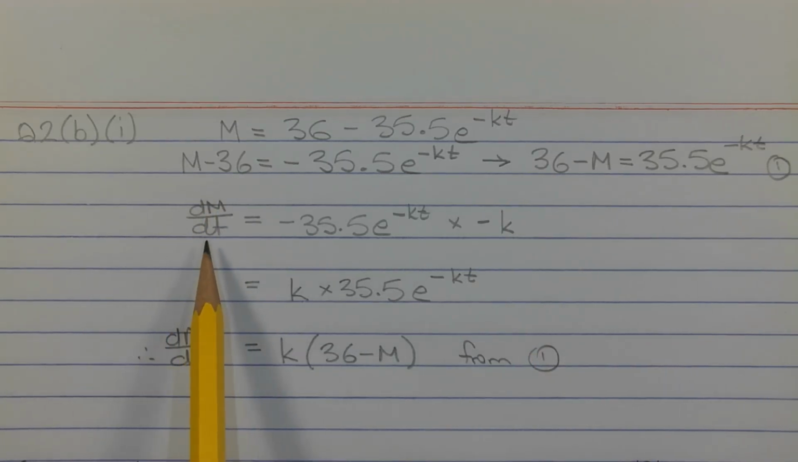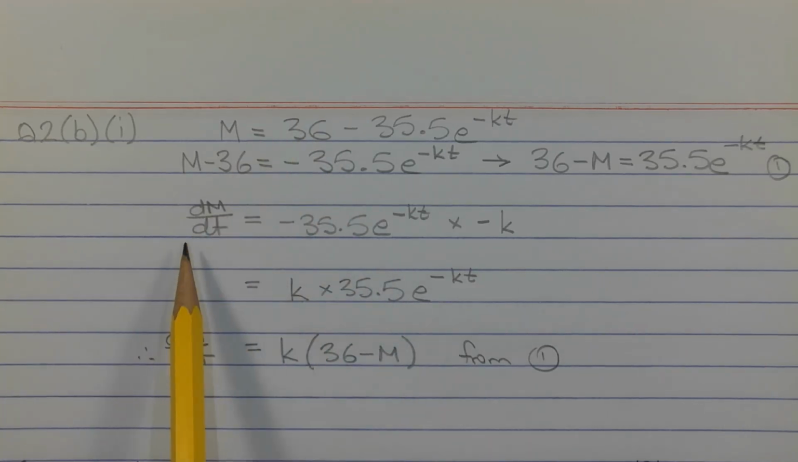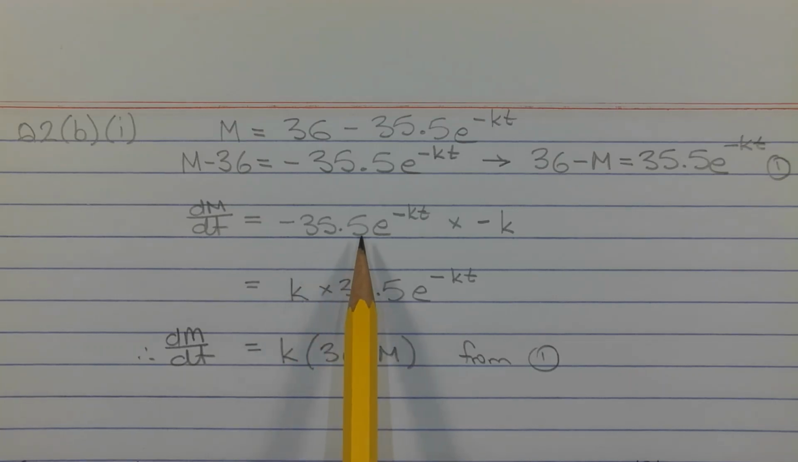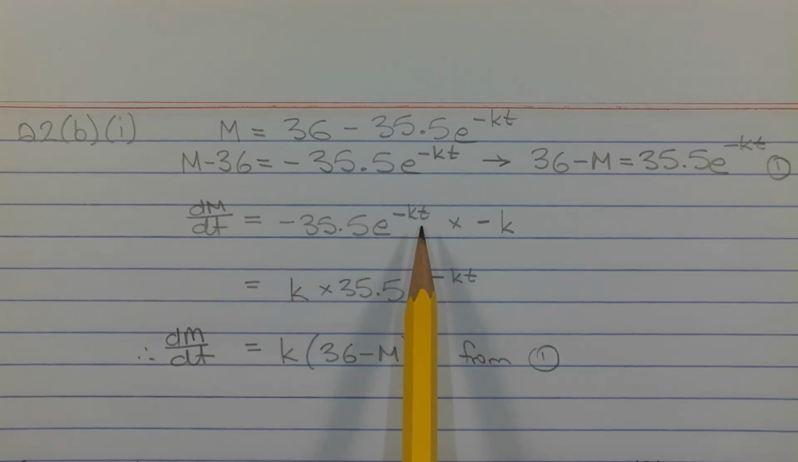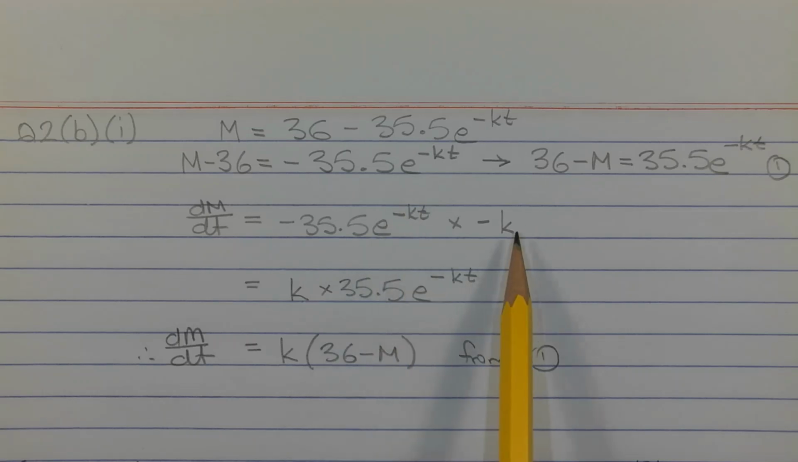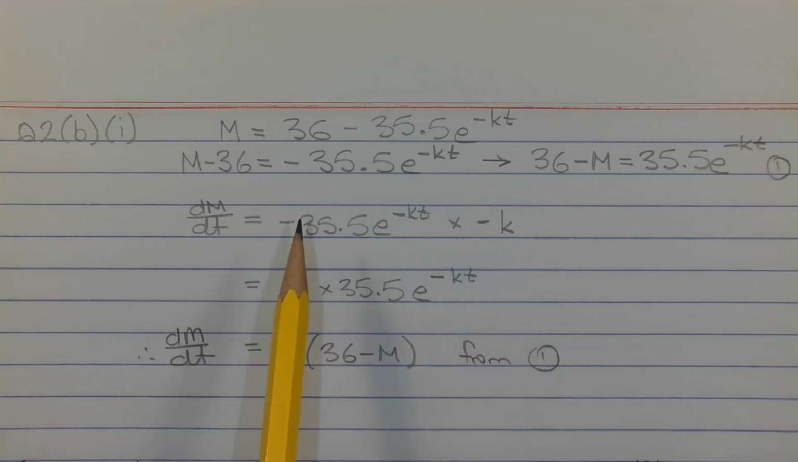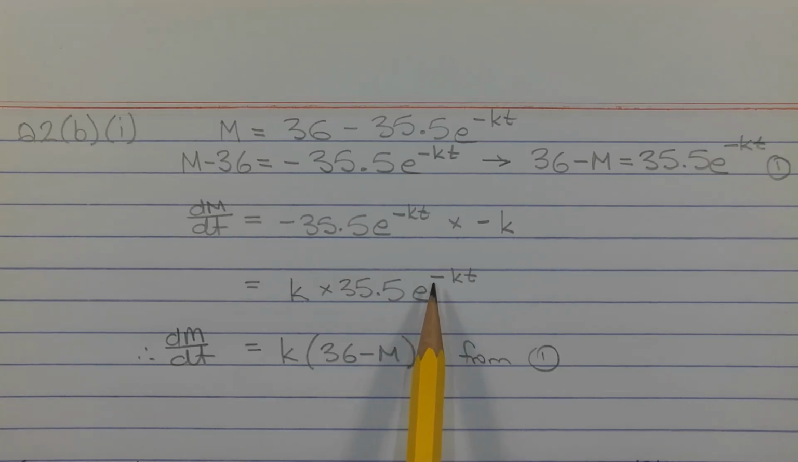Now let's consider dm/dt. So going back to our original equation, differentiating m with respect to t. Now the 36 differentiated is equal to 0, so we discount that. So dm/dt is equal to negative 35.5 times e to the power of negative kt multiplied by the derivative of the index, which is negative k. And that's because we need to use the chain rule. After all, it is a function of a function, or a composite function. Now this negative k multiplies with the negative 35.5, so we end up with a positive value. So we end up with k times 35.5 times e to the power of negative kt.